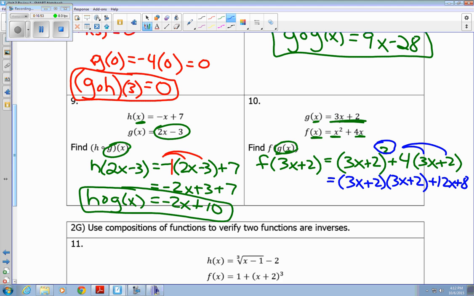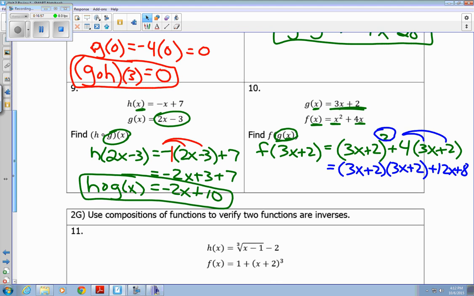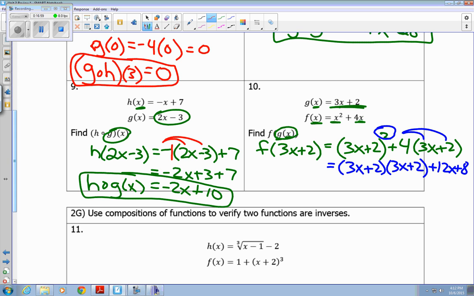So right now I'm looking at this portion here. Binomial times a binomial. 2 terms times 2 terms. Some of you know it as FOIL, some of you know it as double distribution. Multiply everything times everything. We have 3x times 3x is 9x squared. 3x times 2 is 6x. 2 times 3x is 6x. 2 times 2 is 4.